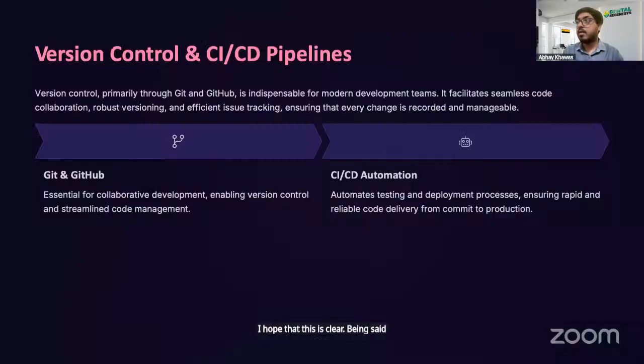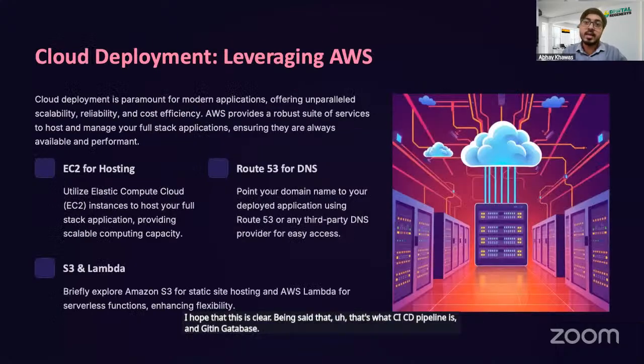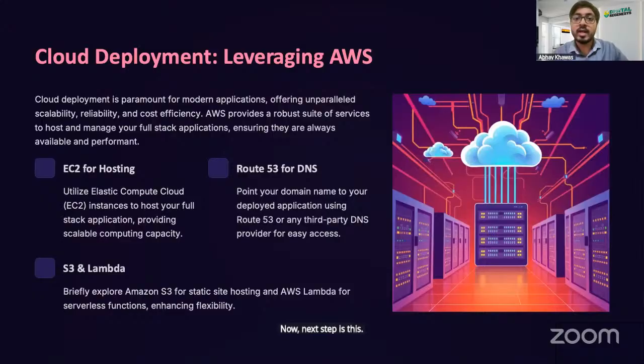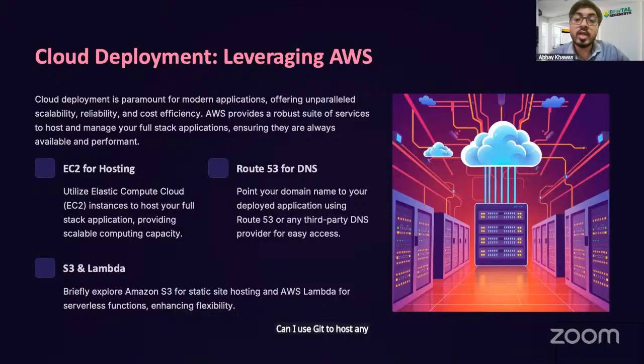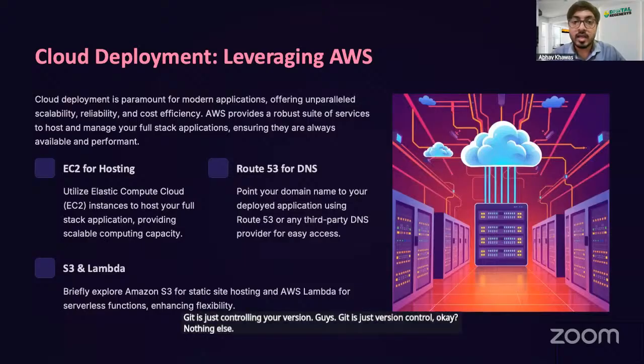Being said that, that's what the CI/CD pipeline, Git and GitHub are. Now, the next step is this. When you have your code on GitHub, what's the next thing? The next thing is deployment, right? Where do you deploy? Everybody in the chat, let me know if you've heard about AWS or GCP or any cloud service providers. Can I use Git to host any project? No, you can use GitHub to host any project, not Git. Git is just controlling your version, guys. Git is just version control, nothing else.